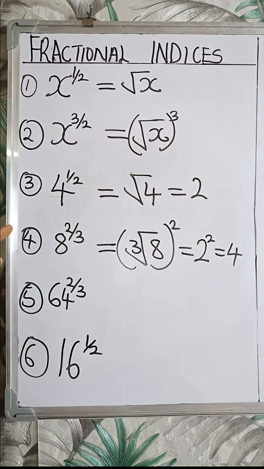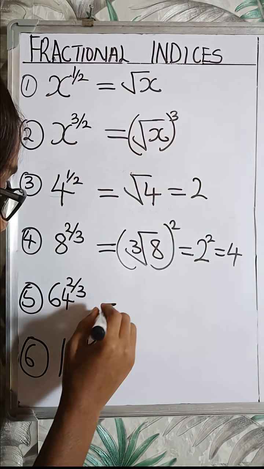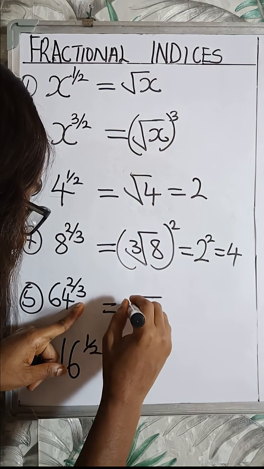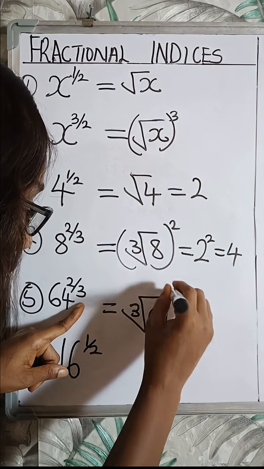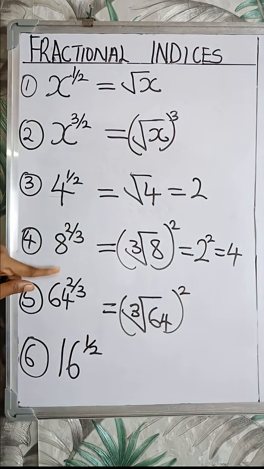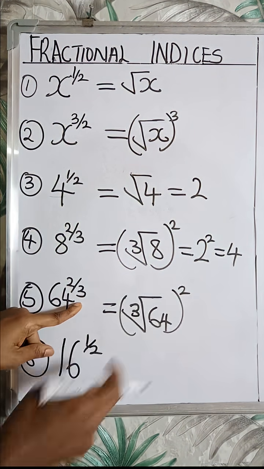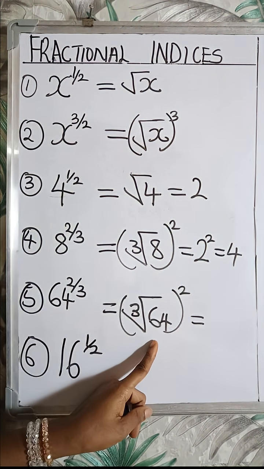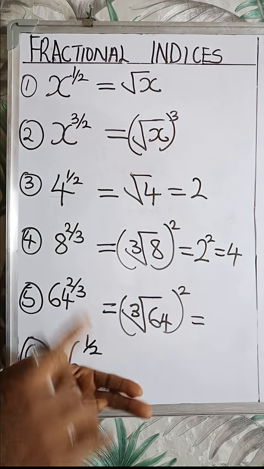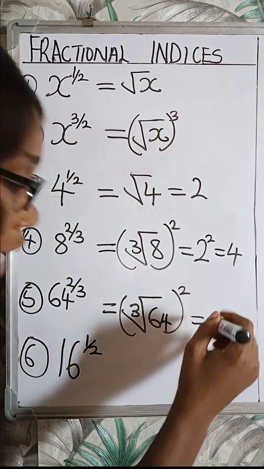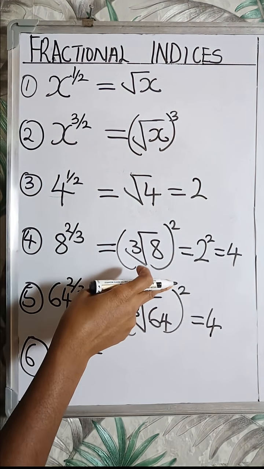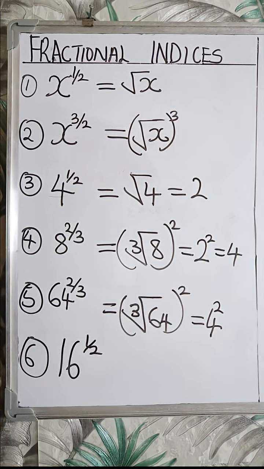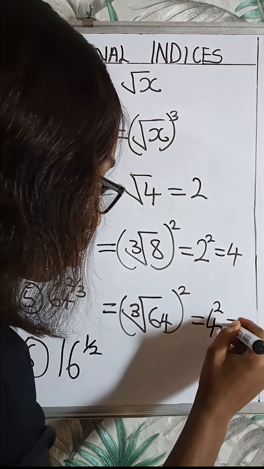64 raised to power 2 over 3. We apply the same principle. The denominator is going to take what? It is going to take the root. So we're going to have the cube root of 64 raised to power 2. The numerator takes the power, the denominator takes the root. What is the cube root of 64? The cube root of 64 is 4, because 4 times 4 times 4 will give us 64. So we have here 4. We raise it to power 2. So 4 squared is the same thing as 4 times 4, which is equal to 16.